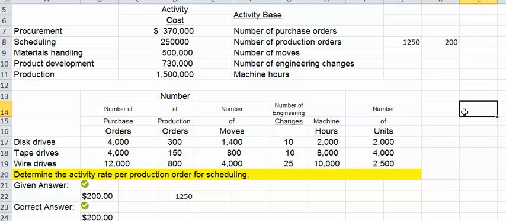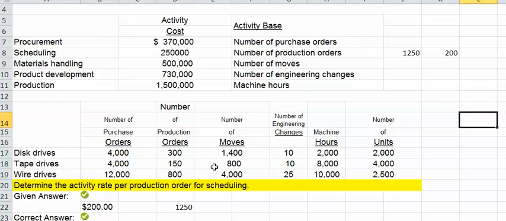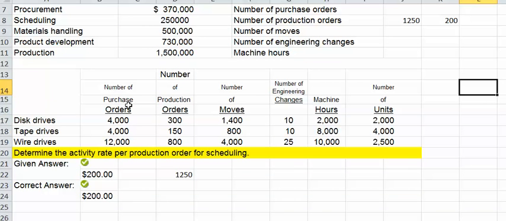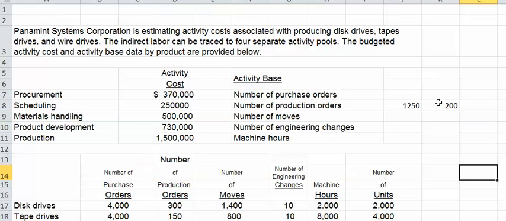This particular question is interesting because all I did was one item. We can do the same thing for procurement. We could take the number of purchase orders, 4,000, 4,000, and 12,000. We would have 20,000 and divide that into 370,000 to come up with a rate for procurement. This information can be carried over and used in multiple questions for the Pyramid company.